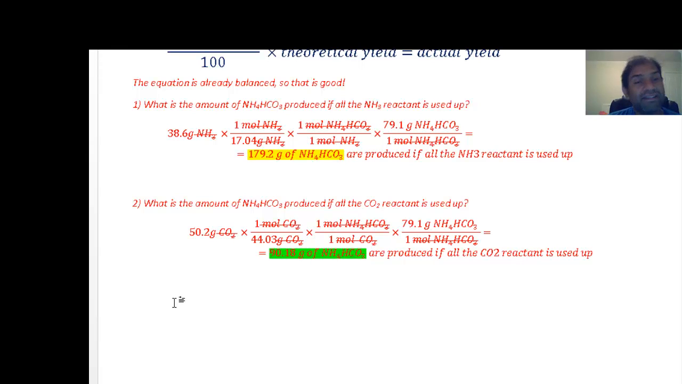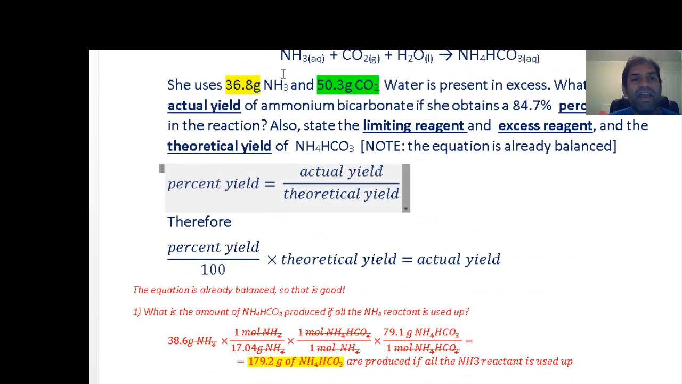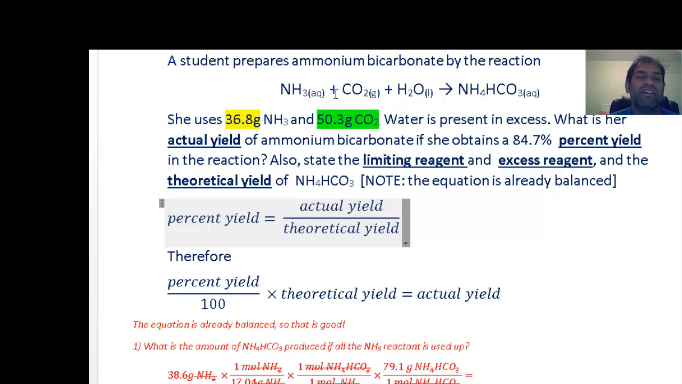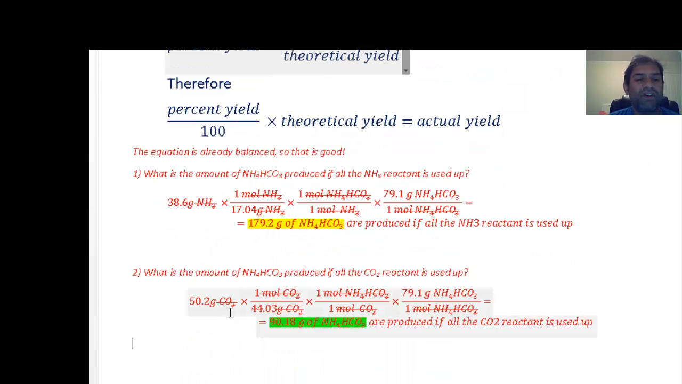The limiting reactant has to be a reactant, so it's either NH3 or CO2. It turns out it's CO2. So if all of the CO2 is used up, we're going to make 90.18 grams of ammonium bicarbonate. That's calculated based on stoichiometry. So you're going to make 90.18 grams of that, and then all of the CO2 is used up. There's no way you could get to 179.2 grams of the product.